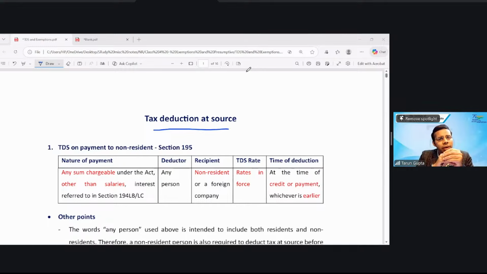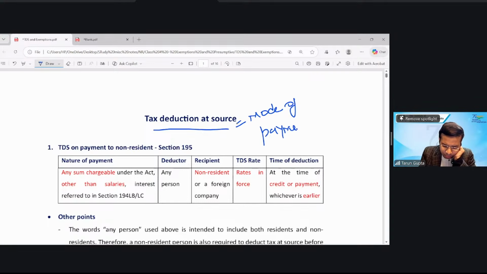And lastly, then we have the assessment or the penal provisions. So my charging sections are section 4 and 5. Then I have the computational sections, my entire 5 heads of income. They provide how the income is computed, how the tax is computed. And tax is recovered either by way of advance tax or by way of TDS or by way of self-assessment tax. So TDS is nothing but a mode of payment of tax. Mode of payment of tax.